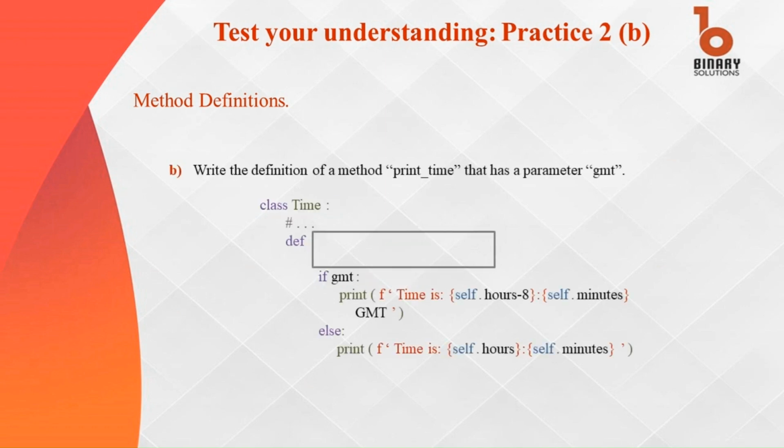Here's your second question. Can you complete the definition of the print time method in the time class so that it takes a parameter GMT and adjusts the time accordingly? Let's see your solution in the comments.